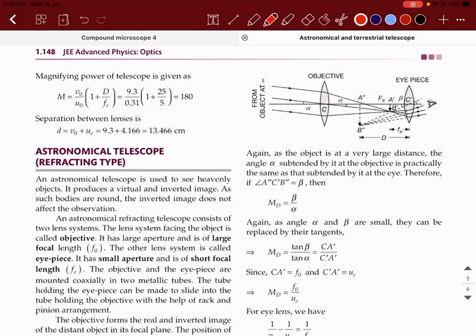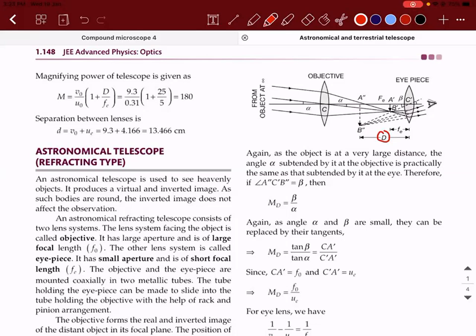It is from the eyepiece, and A dash B dash is approximately equal to FE, because the closer the object is to the focus, the greater the magnification produced. When the object comes to the focus, it produces a highly enlarged image at infinity. So when it is close to the focus, it will produce a highly magnified image, and the adjustment is done in such a way that the final image is formed at the least distance of distinct vision.